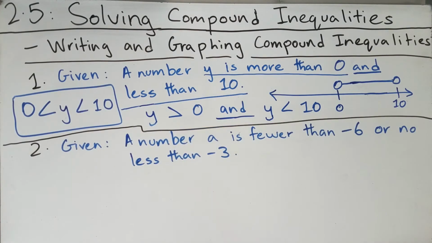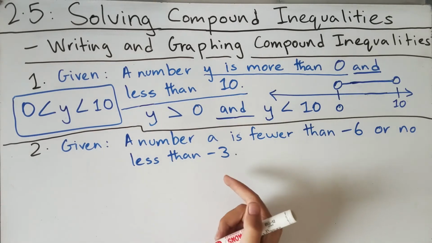Let's look at number 2 now, which says that a number a, which we don't know, is fewer than -6 or no less than -3.